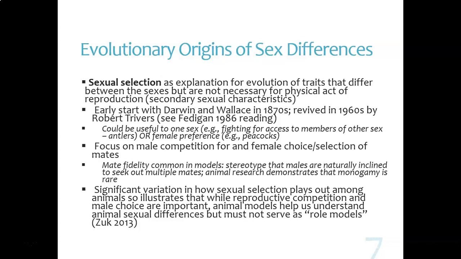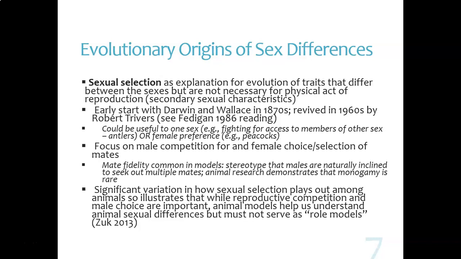So because of the link between sexual dimorphism and sexual selection, we've often looked at sexual selection as an explanation for the evolution of secondary sexual characteristics. And this is actually featured again in one of our readings for this week, which gets into this, looking at the early models. And again, it's not that these don't predate Darwin, they do, but of course with Darwin and Wallace in the 1870s, we start to see a lot more discussion around sexual selection.